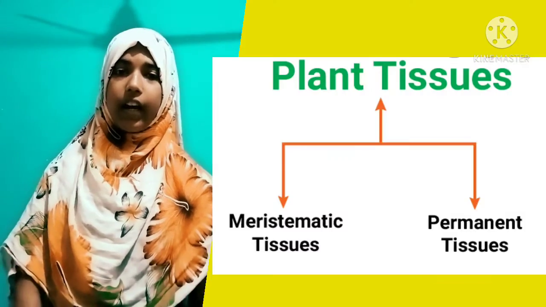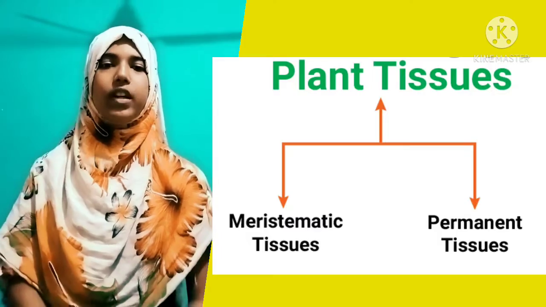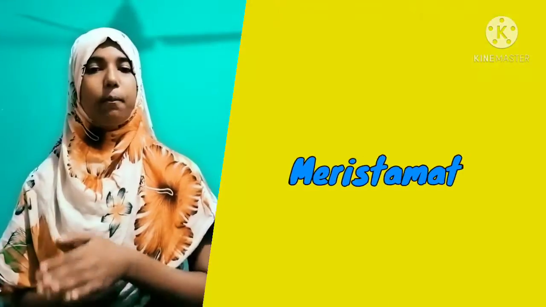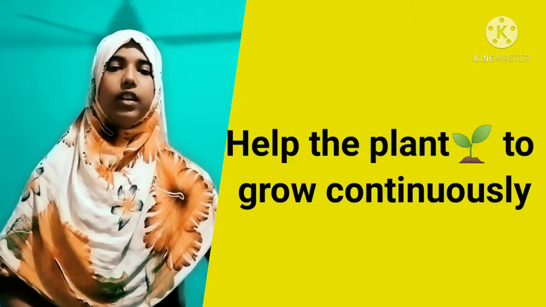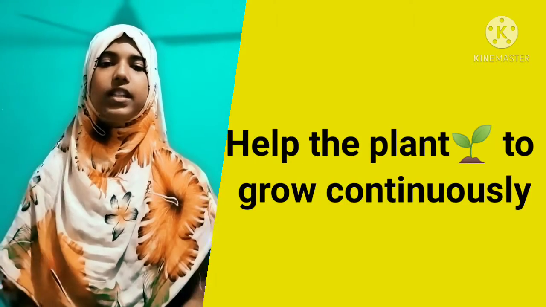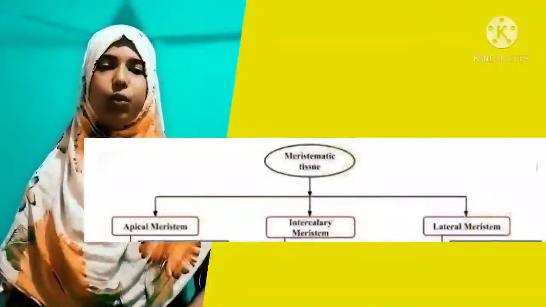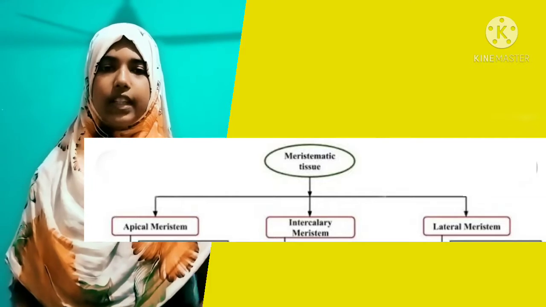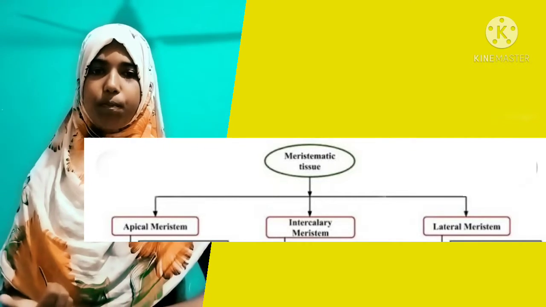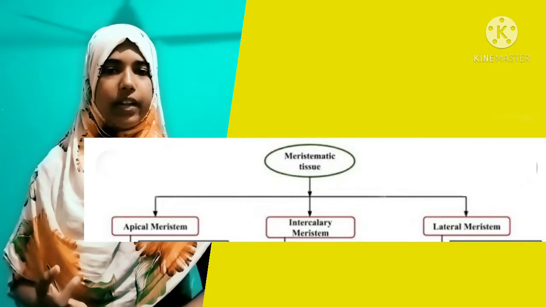In plant tissue, again there are two types. They are meristematic tissue as well as permanent tissue. Meristematic tissues are present in those plants which are continuously growing, and these are also the reason for the growth of the plant. Again, in the meristematic tissue there are three types. First one is apical meristem, next intercalary meristem, next lateral meristem.